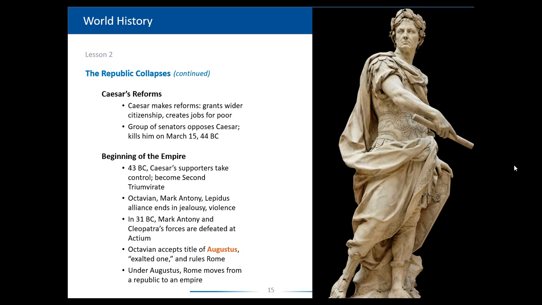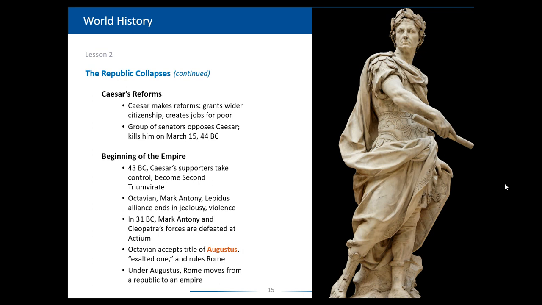In 31 BC, Mark Antony and Cleopatra's forces are defeated at Actium, and Cleopatra is the African queen of Egypt. She and Mark Antony are romantically involved and decide to form a coalition, as you will, and try to gain power together, but they are defeated. Octavian accepts the title of Augustus, the Exalted One, and rules Rome. Under Augustus, Rome moves from a republic to an empire.